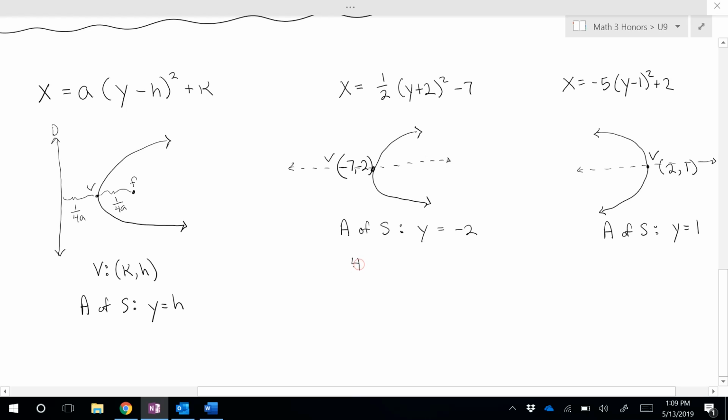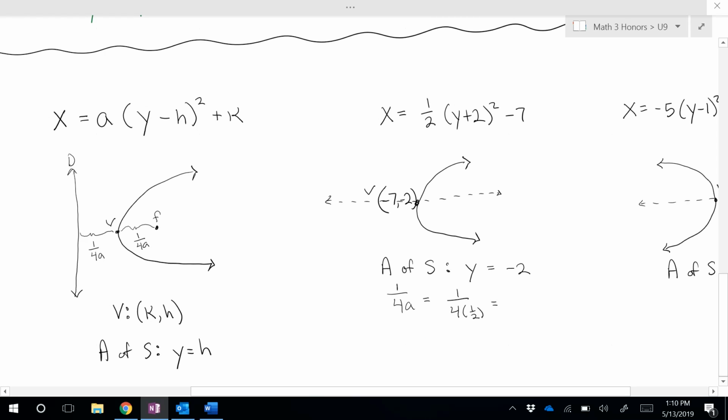So 1/4a in the first example here would be 1/4 times 1/2. It's the opposite of what you have here. So I have a negative h here, so I put a positive h here. If I put a plus h here, then I would put a negative h there. So it's going to be the opposite. Whatever k is, you're going to use that. Whatever h is here, you're going to use the opposite.